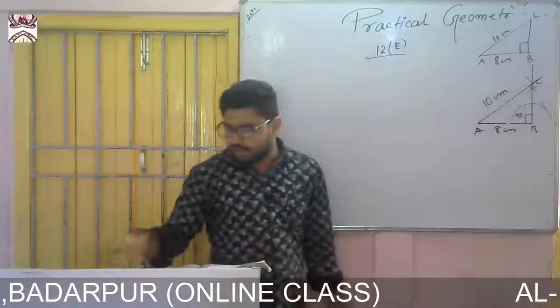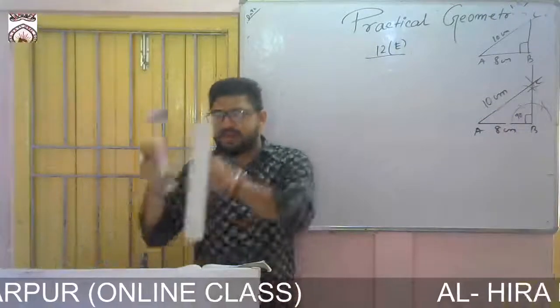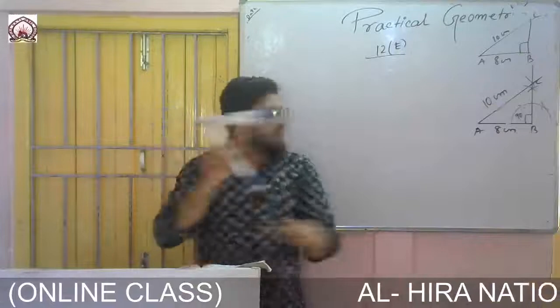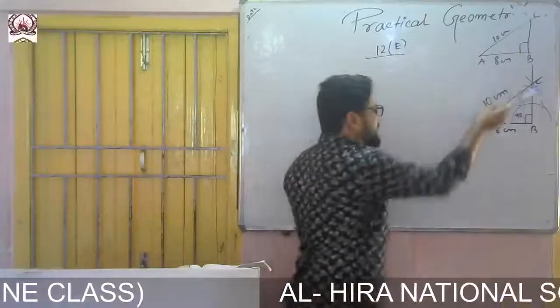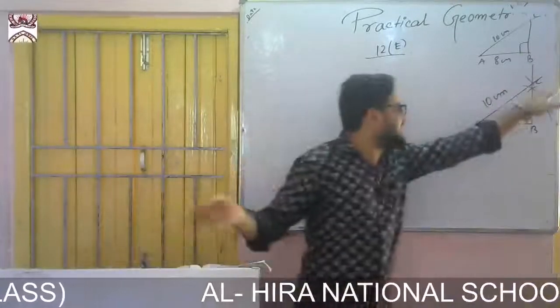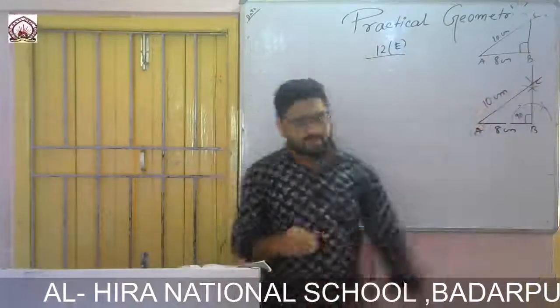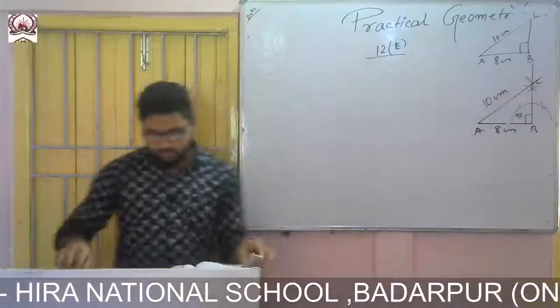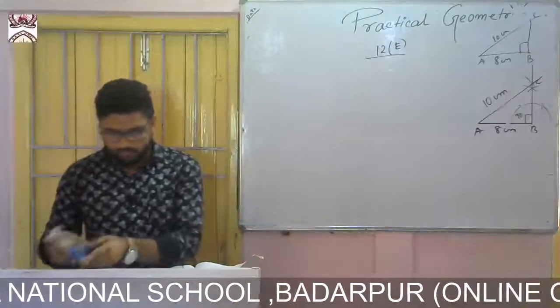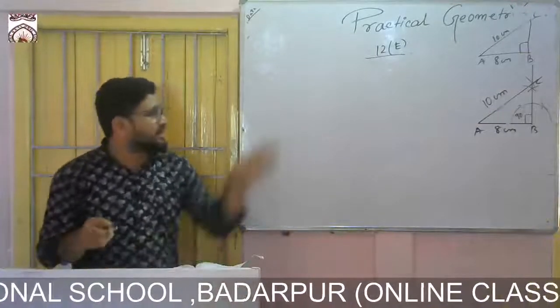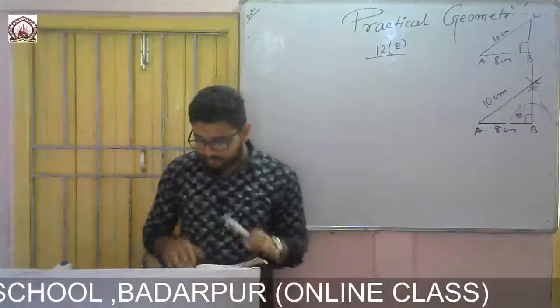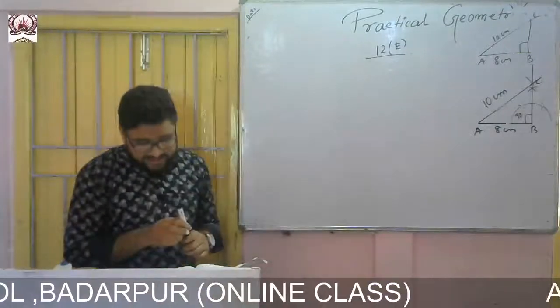After that, from the scale you take 10 centimeter, and from A you cut this one, so it will cut somewhere here. So this will be the required C. Now write 10 centimeter. So this is our required figure. Now you write the steps of construction.